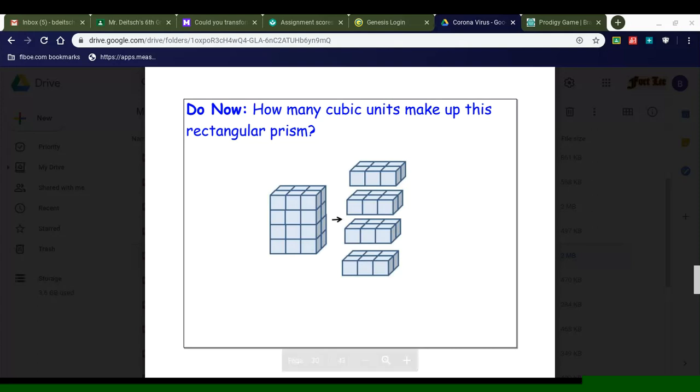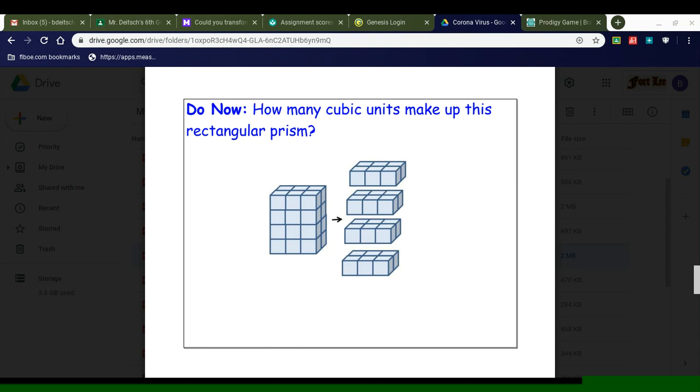Morning class. So this is going to be the do now for today. What I recommend doing is read it and then pause the video, try to solve it out. And then once you're done solving it out, press play again.